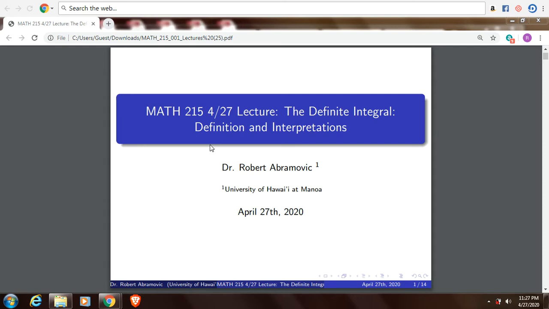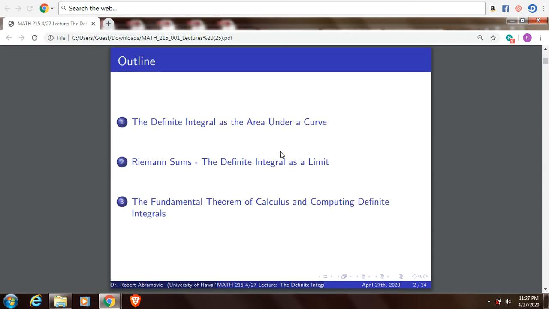Today's lecture: integral definitions and interpretations. We'll begin by defining the definite integral as the area under a curve. Then we'll talk about Riemann sums and define the definite integral as a limit. And then we'll talk about the fundamental theorem of calculus and compute definite integrals using this theorem.